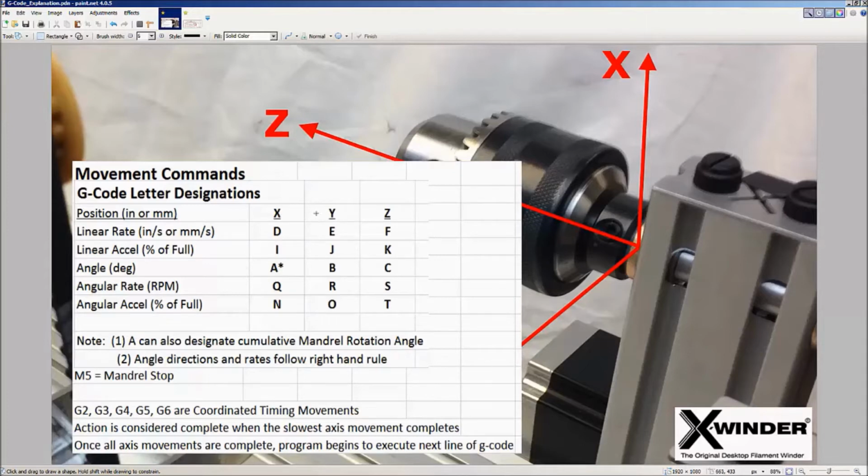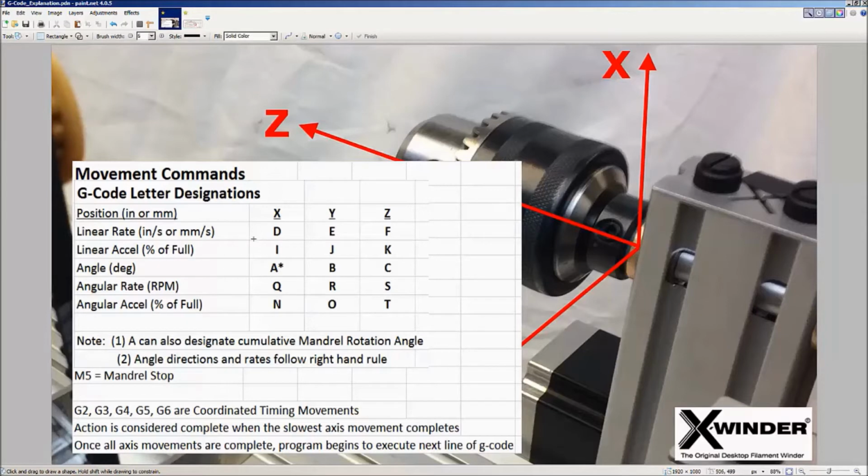So again, we've talked about the position along X, Y, and Z. To specify the movement or the linear rate along the x-axis would be a D command, along the y-axis would be an E command, and the z-axis an F command. So F is the feed rate of the carriage, how fast the carriage will move along the z-axis.